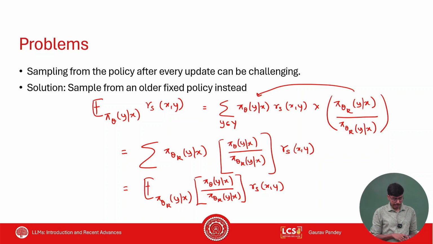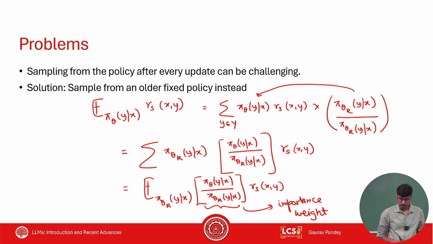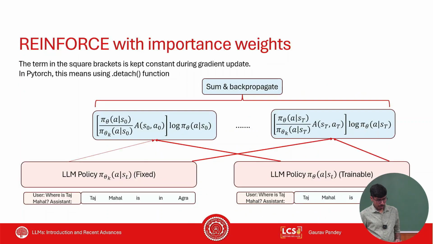And why did I do that? So that I don't need to continue sampling from the policy. I can get samples from a fixed policy and then do the training. And this term that we get here is known as the importance weight. So this is what REINFORCE with importance weights looks like.